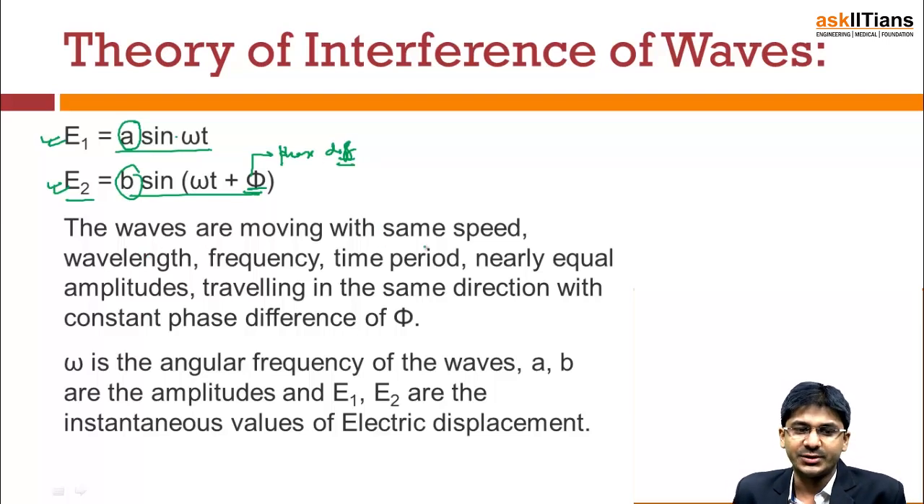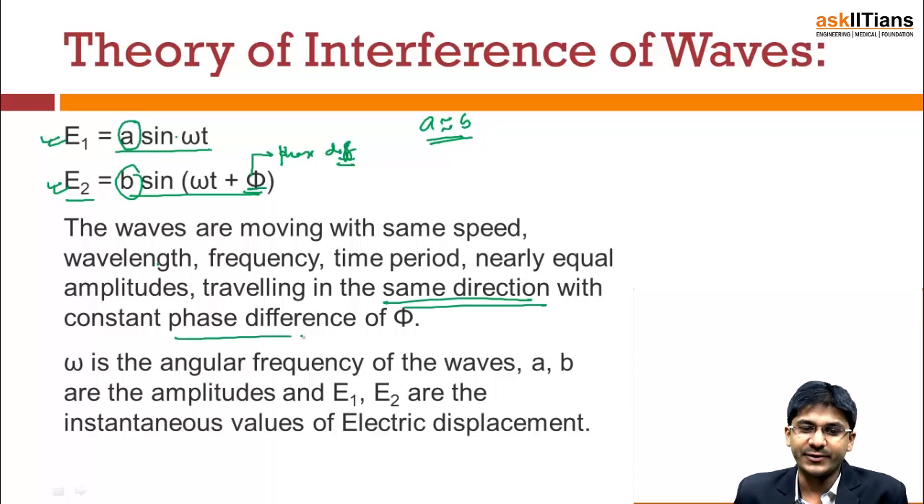Now the waves are moving with the same speed here, and wavelength, frequency, time period, nearly equal amplitude. These are all the assumptions that we are taking. You can take that it's not equal, and we'll see what happens when they are not equal. They are traveling in the same direction. Again, the waves are traveling in the same direction. If the waves are not traveling in the same direction, what happens? We know what happens, right? The standing waves are formed. We have seen all these properties in sound waves. So exactly the same things will be happening here also. So the waves must be traveling in the same direction to get an interference.